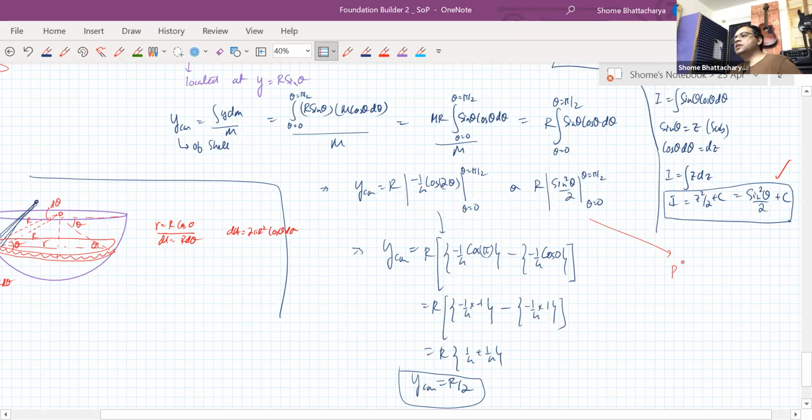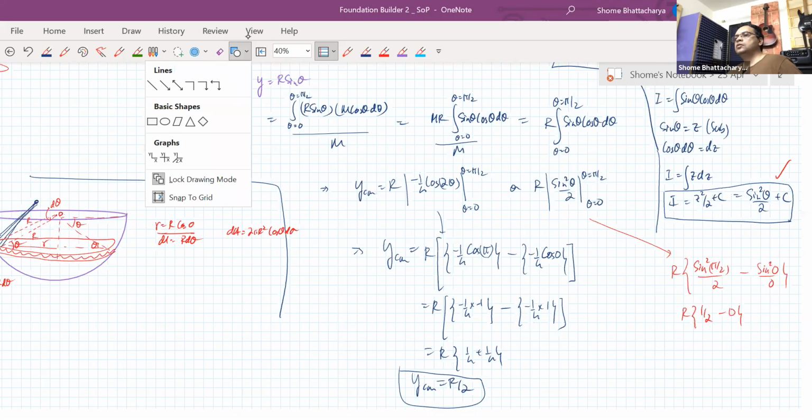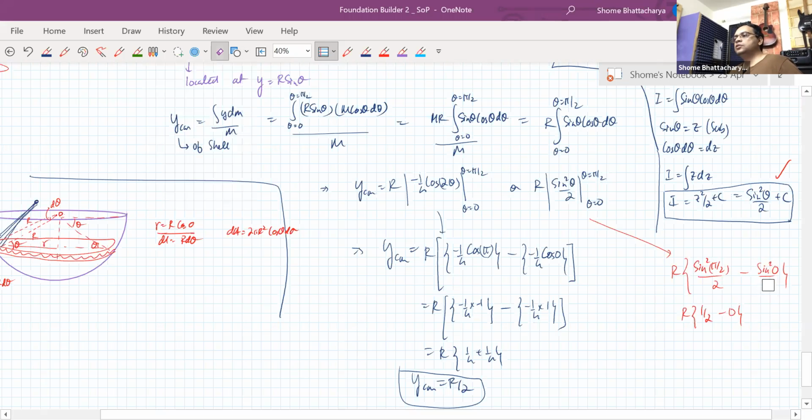To substitute in this, you just have r sine square pi by 2, which you know is 1, minus sine square 0, which we know is 0. So directly we have, sorry, not by 0, by 2. That would be a huge disaster if we had 0 in the denominator.